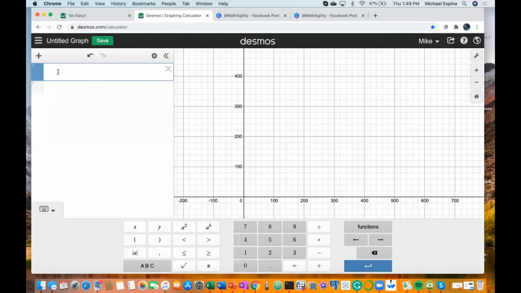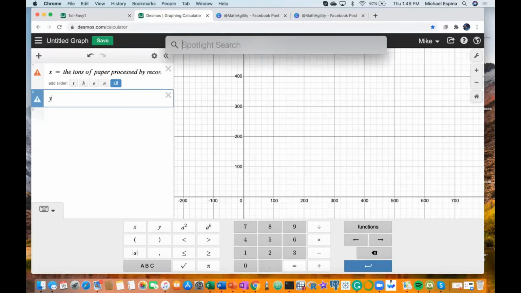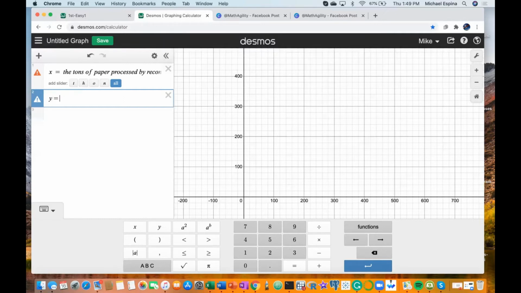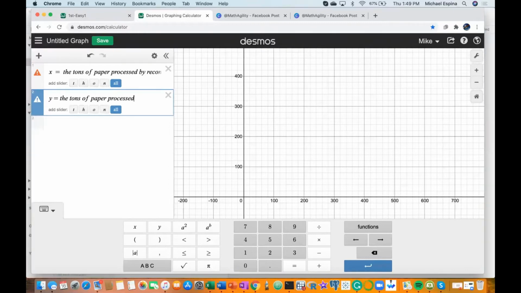First, let us define the variables x and y. x is equal to the tons of paper processed by Recon, and y is equal to the tons of paper processed by Fields.